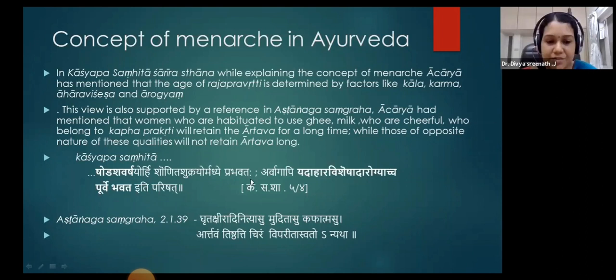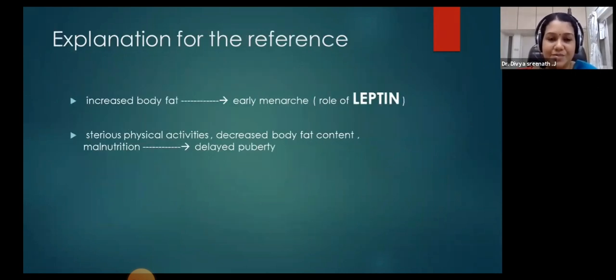And also, while explaining about the menopause, Acharya has mentioned that Kritak Shira Nityasu Udasu Kabatmasu, in Kapha prakriti ladies, and also the habit of taking Krita and Shira more, then the artava of those ladies may last for a long time. Like that, if a young girl is habituated to this, she may attain earlier menarche. Like that, the concept is mentioned.